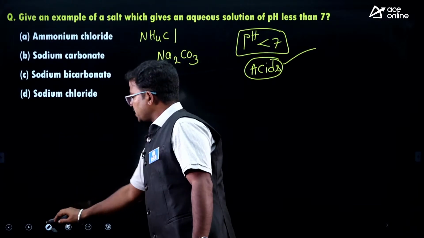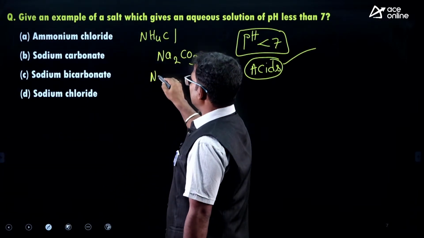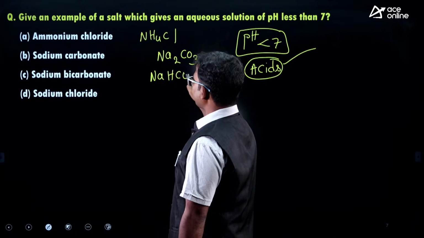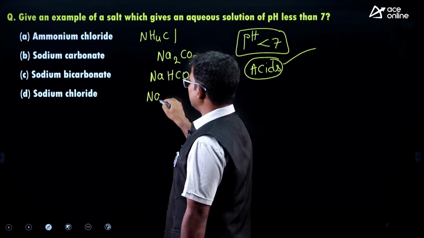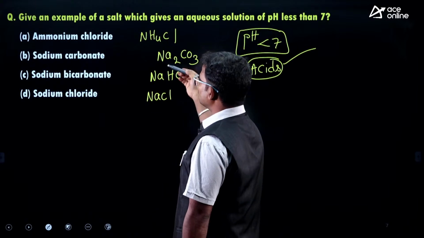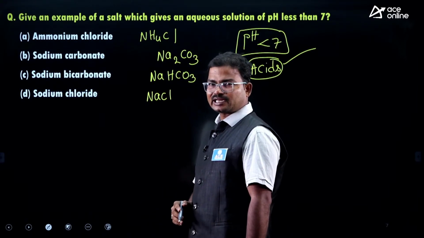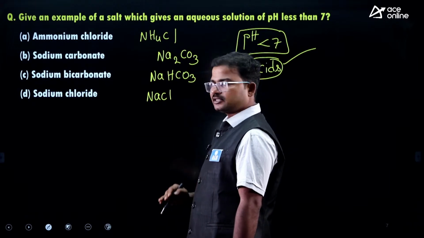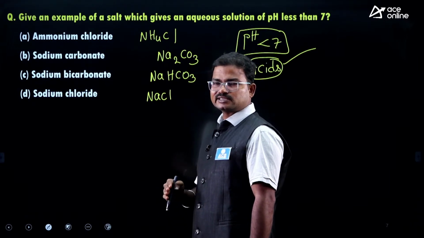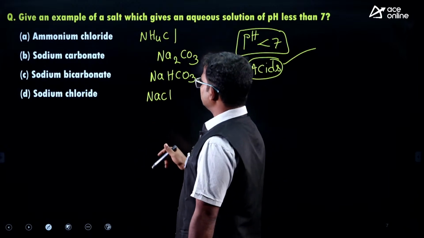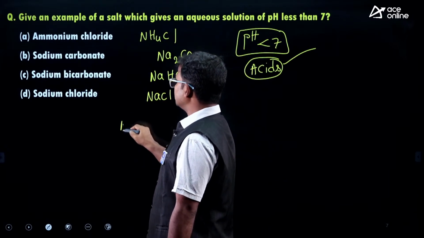Next, sodium bicarbonate, NaHCO3. Sodium chloride, NaCl. Almost all of these are considered salts. That's why first we have to analyze the nature of the salt. Then only we can conclude whether it is acidic or basic. So in this, the first one, NH4Cl.